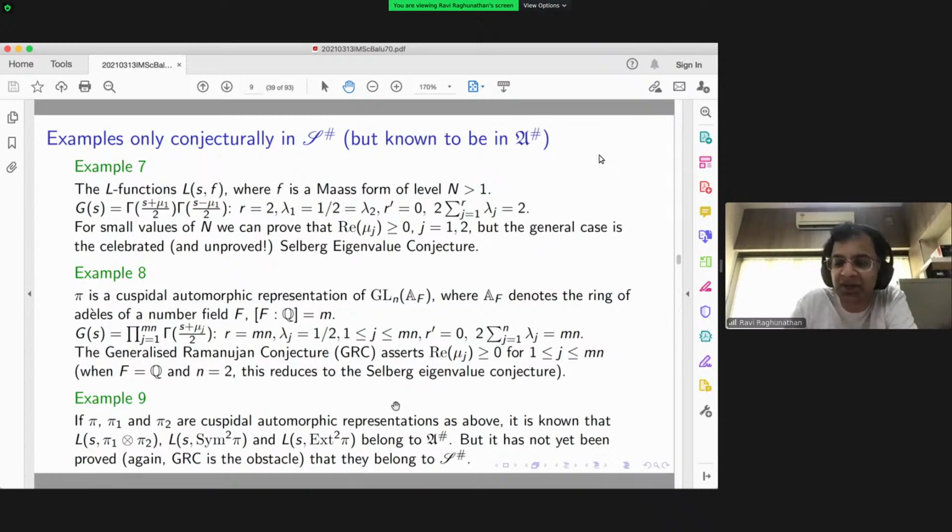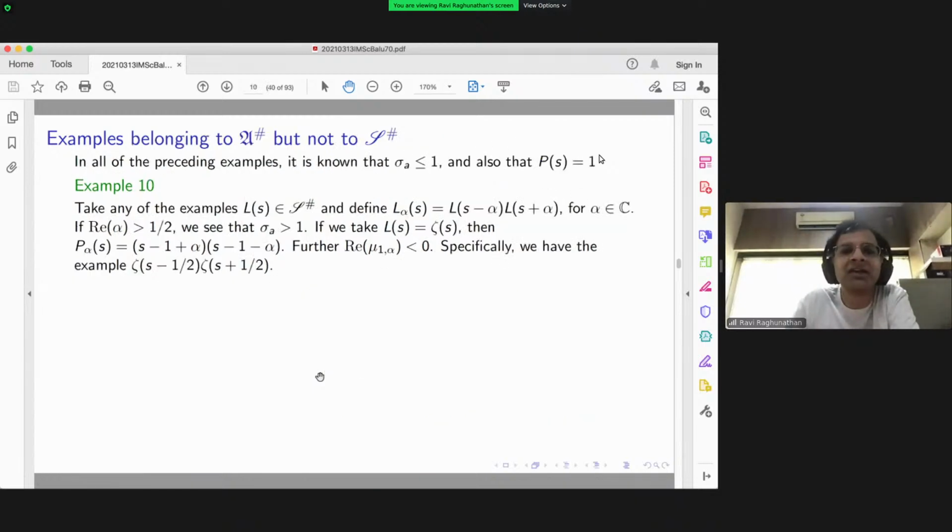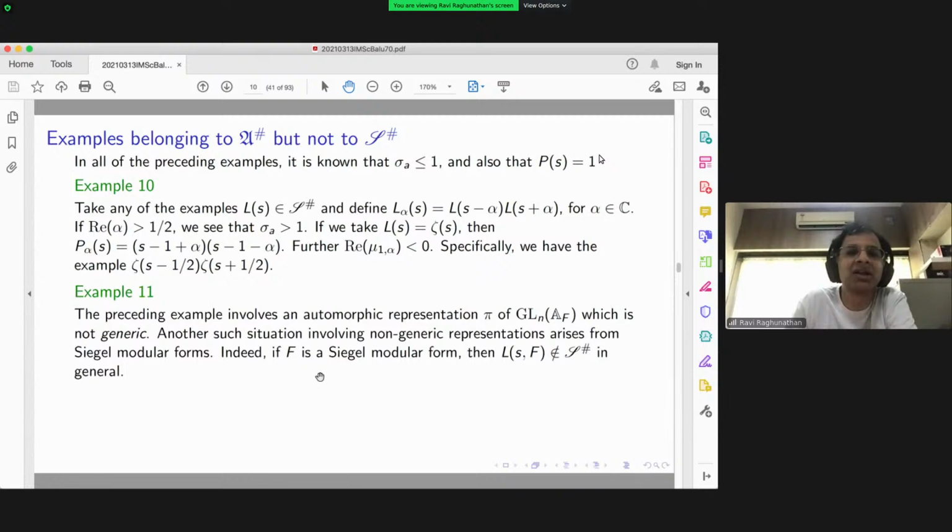So we know they lie in A sharp, but unfortunately, if you prove a theorem in the extended Selberg class, it will not apply to any of these L functions. So this is one reason you would like to actually prove theorems in A sharp. And finally, here are examples which are absolutely not in the extended Selberg class, but in A sharp.